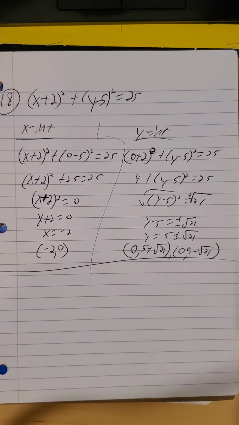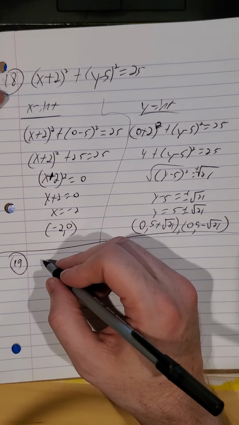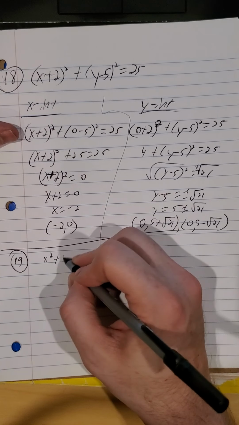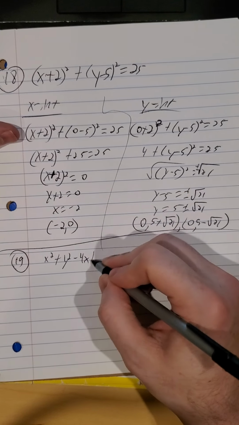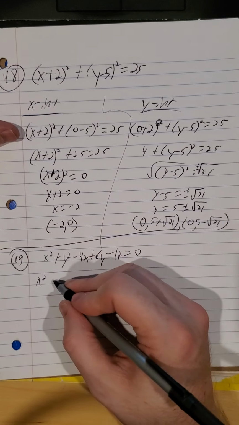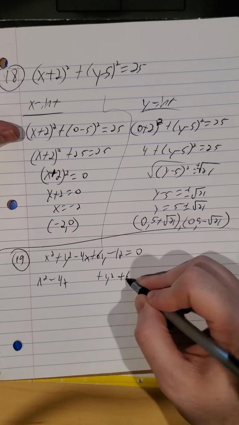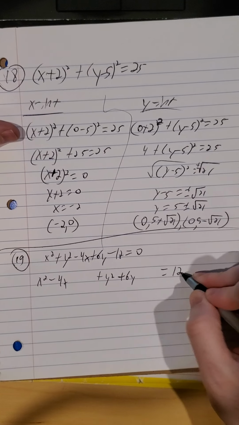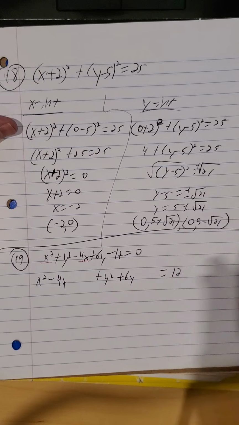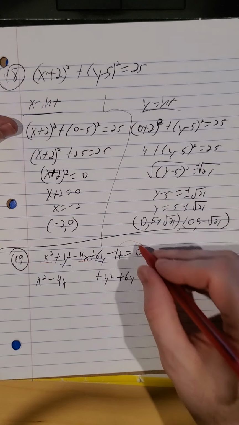And last but not least, number 19, they start us with the general form and ask us to get a standard form and sketch it. So x squared plus y squared minus 4x plus 6y minus 12 is 0. So first we sort. And move that constant. So there's my x's, there's my y's. Constant, jot it to the other side.